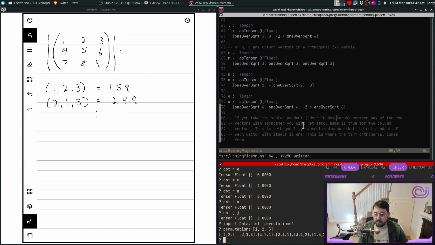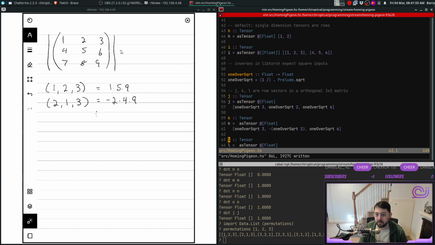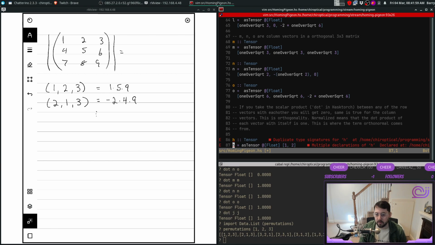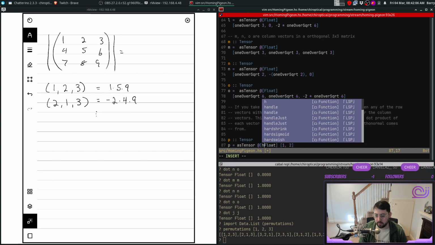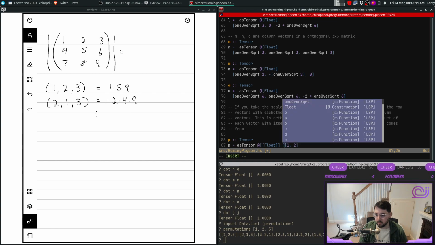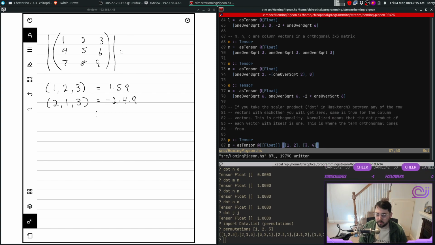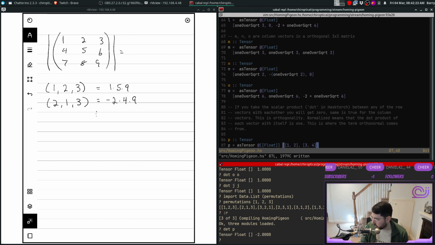So if we want to do this in Haskell, we can start with the 1, 2, 3, 4 matrix and just see if we get the right answer. We need a 2x2 with 1, 2, 3, 4, like that. And then we can reload this and run the determinant of P. And there you go, -2.